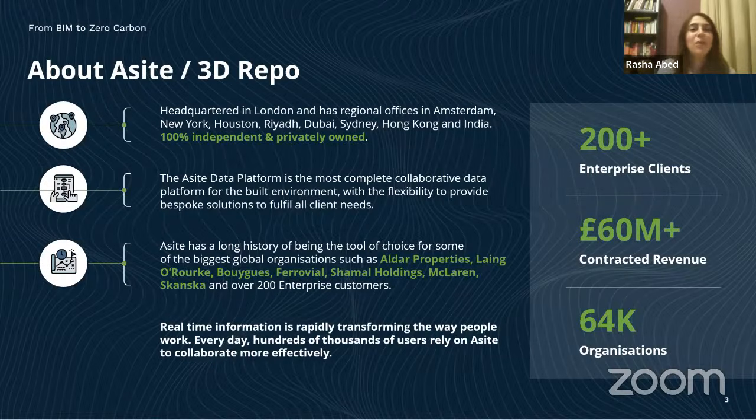Just a little bit brief about the company. Asite was established in the UK in 2002, and since then it has expanded to multiple regions and has offices around the world in North America, Australia, India, Middle East, and of course in UK and Europe.